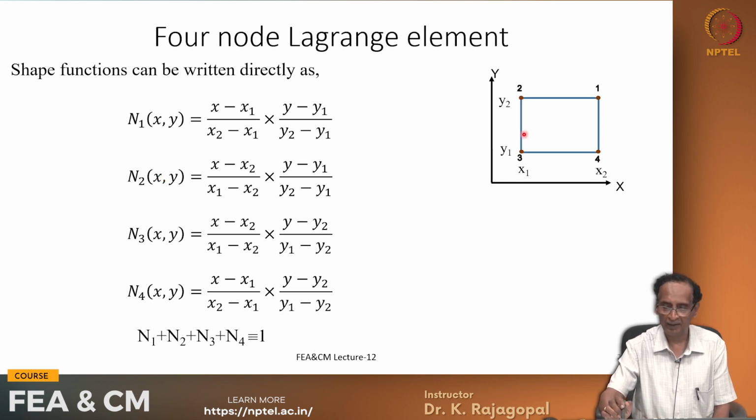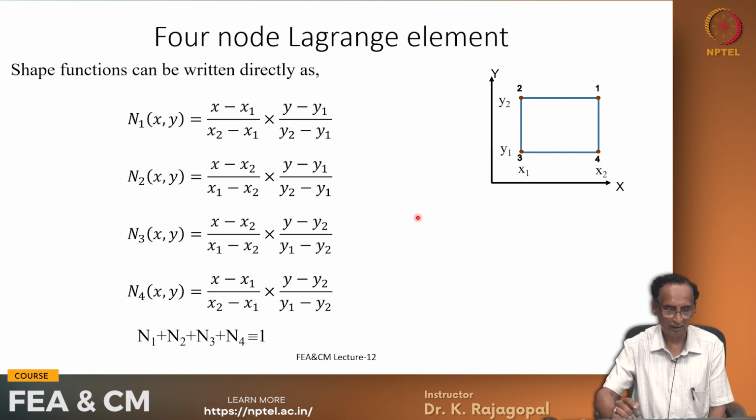And similarly the shape function for node 2 will be x minus x 2 divided by x 1 minus x 2, and then y minus y 1 divided by y 2 minus y 1, because the coordinate at node 2 is x 1, y 2, and at node 3 we have the coordinates x 1 and y 1. So, we have N 3 written as x minus x 2 divided by x 1 minus x 2 multiplied by y minus y 2 divided by y 1 minus y 2, and similarly at node 4 the coordinates are x 2 and y 1. So, we have the shape function in the x direction as x minus x 1 divided by x 2 minus x 1, and in the y direction it is y minus y 2 divided by y 1 minus y 2.